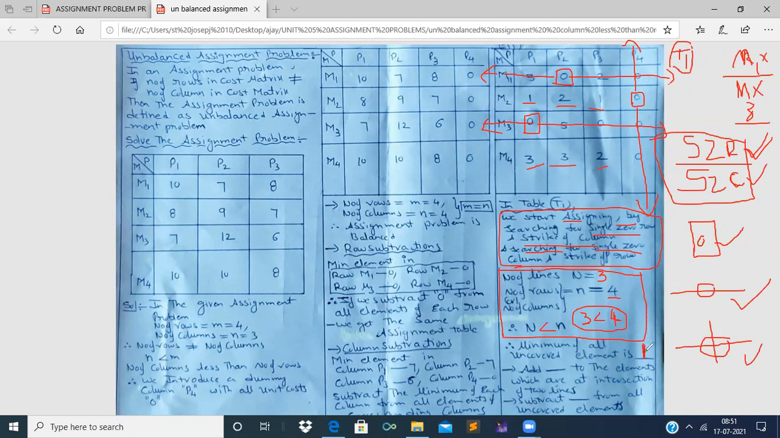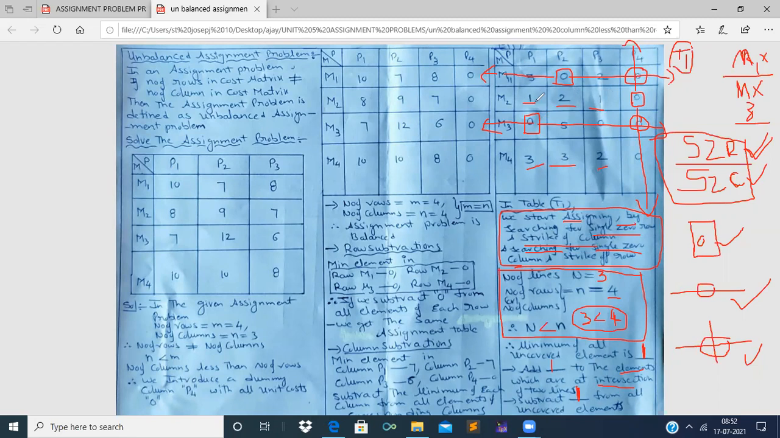So, what is the significance of 1? We have to add 1 to the elements which are at the intersection of two lines, and subtract 1 from all the uncovered elements. So we have to add 1 to this 0, because this 0 is at the intersection part of two lines. And again we have to add 1 to this 0, because this 0 is also at the intersection part of two lines. The uncovered elements are 1, 2, 1, 3, 3, 2. Therefore, we have to subtract 1 from all these 6 elements.